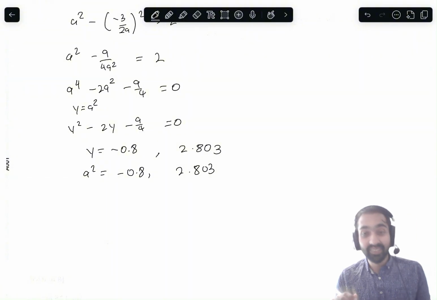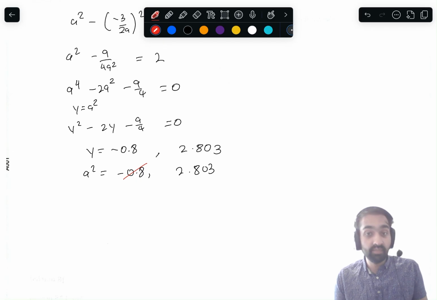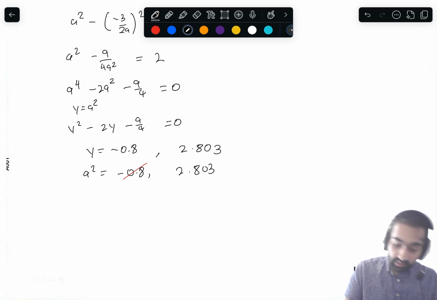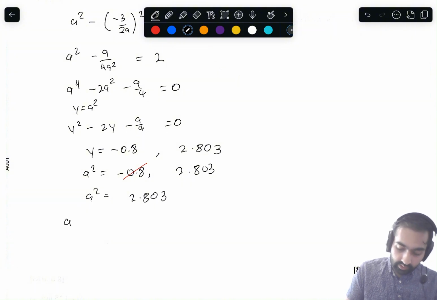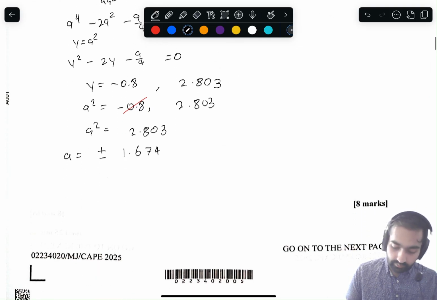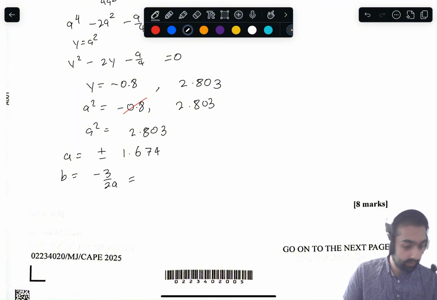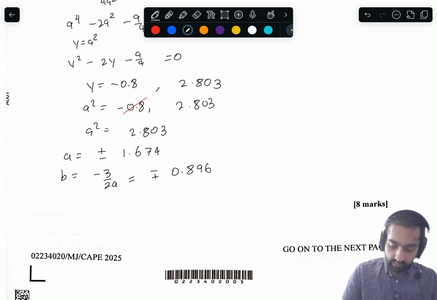But remember, a is a real number, so the negative one has to be discarded because no real number can be squared to give a negative number. So a squared is equal to 2.803. Then a is the square root of that, which is plus or minus 1.674. And then b, remember, is minus 3 over 2a, so it will be minus or plus 0.896.